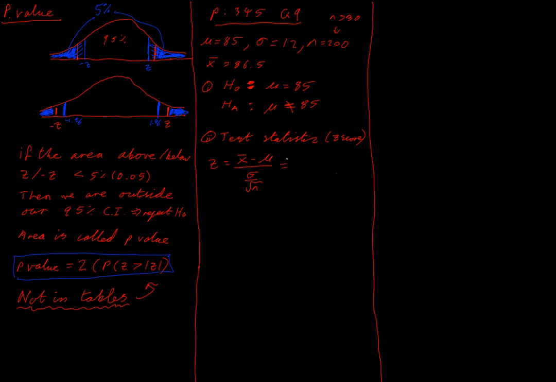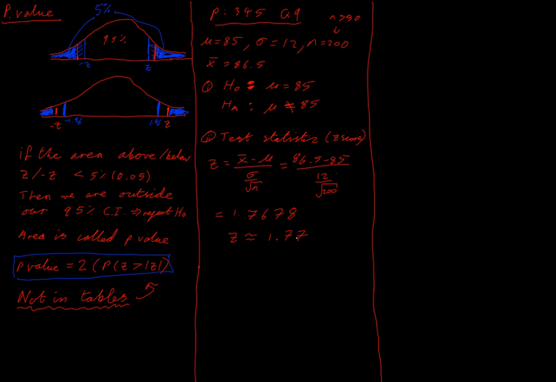If we sub all of that in, we get 86.5 minus 85 all over sigma is 12 all over the square root of n is 200. Throw all that in our calculator and we get 1.7678. This is a z-score, so we are going to say that z is approximately equal to, remember our z-scores only go to 2 decimal places in our log table, so there's no point in going beyond that, so we get our z-score of 1.77. That's our step 2.